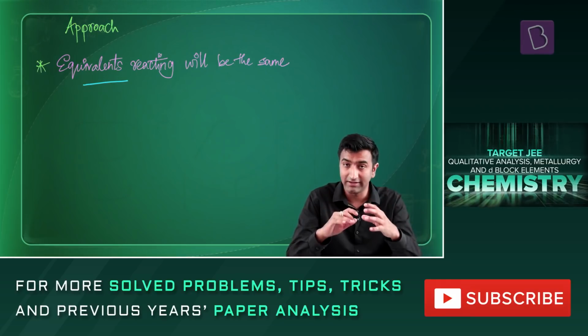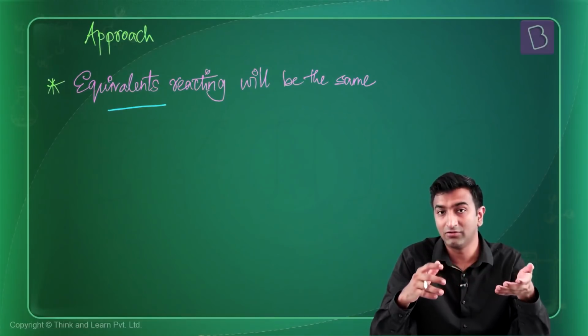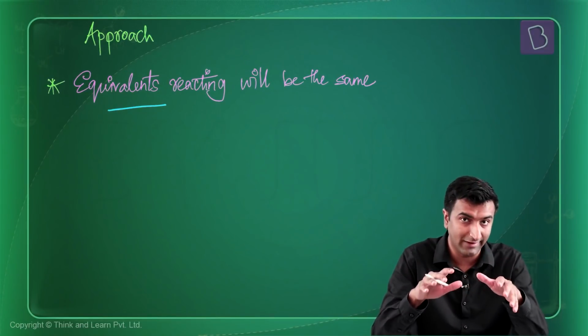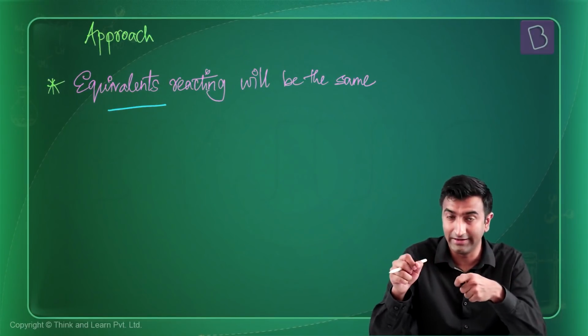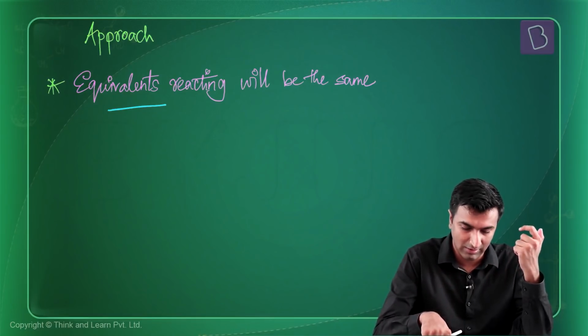But for that, the first thing is: what happens to oxalate? How do I find the equivalent mass of oxalate? I know the total mass is 225 milligrams, right? That's given to me, that reacts finally. But what's the equivalent mass of oxalate going to be? How much is going to react with KMnO4?